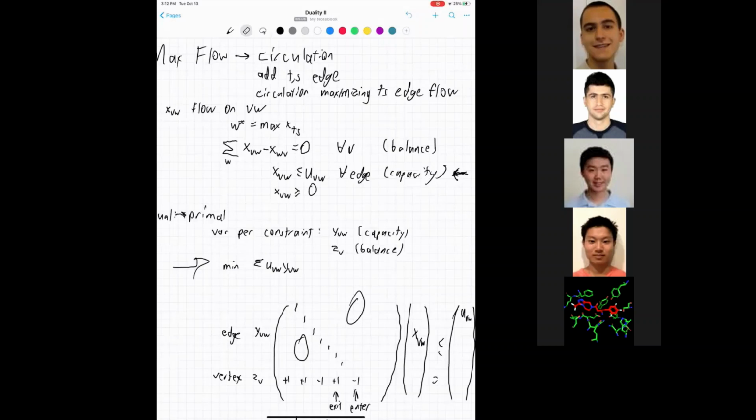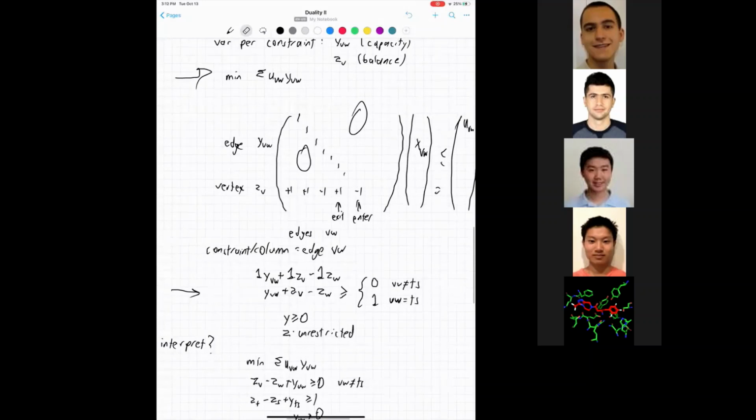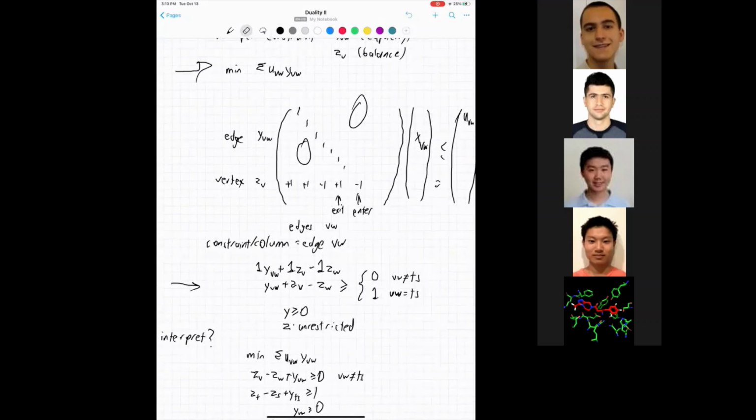So that last variable is redundant. Right, and you can use that argument to get rid of, I think, a spanning tree worth of variables, and have a linear program with fewer variables. And similarly, you can have a dual linear program with fewer constraints.